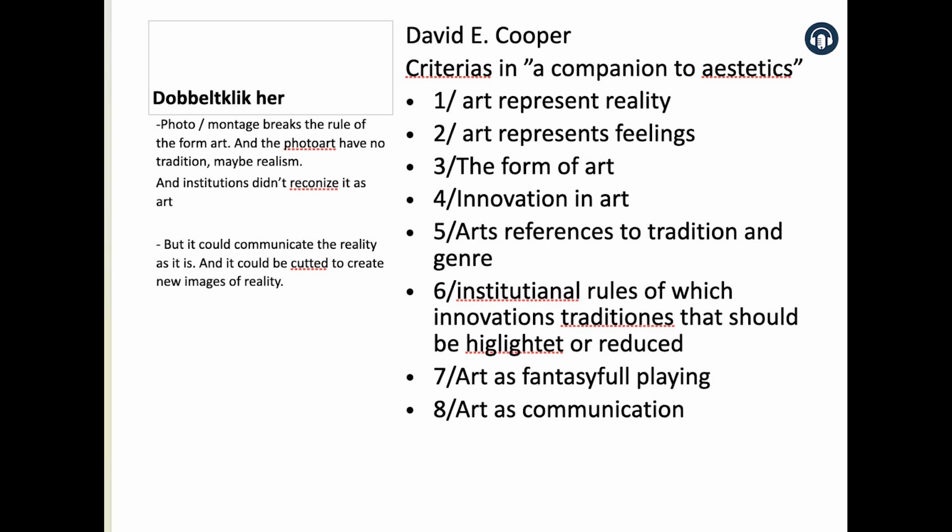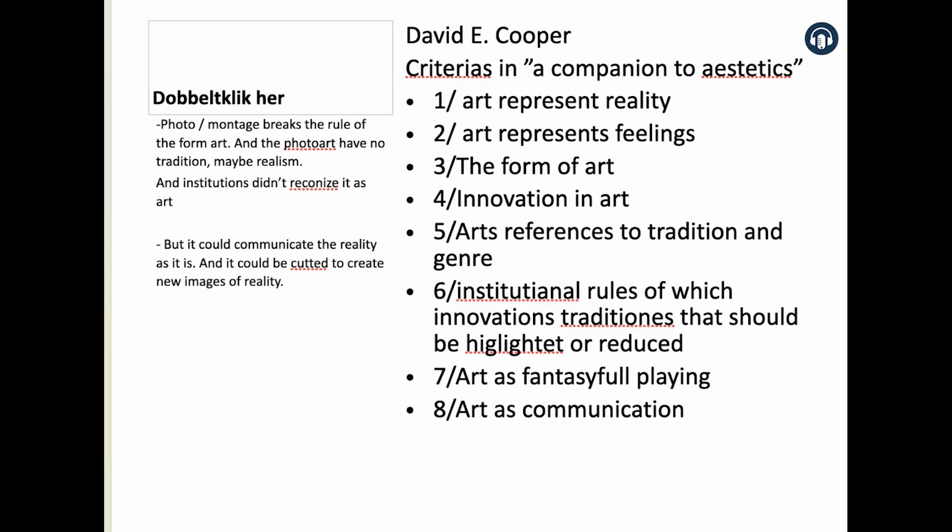For example, today many will maybe say that NFTs and other computer art are not real art, but it's actually the same thing that we had in old times with the photo and the montage. People don't look at it as art; they look at it more as a realist thing, where we can see through the 1870s the art begin to play more. But let's look at that later. It could communicate reality as it is, and it could be cut to create new images of reality. Exactly what we talked about long ago, that art is art and photo was not art, photo was photo.